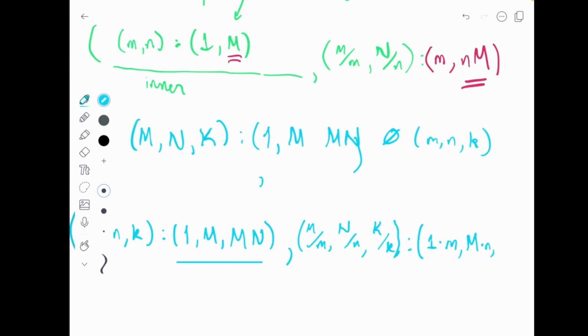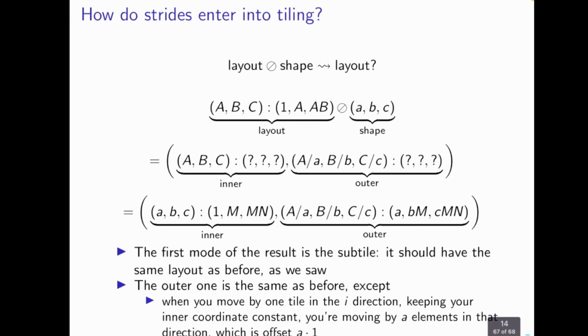I meant element-wise multiplication. Thank you very much. Mn times little k. Okay, so hopefully that makes some sense. Let me pause for questions here.